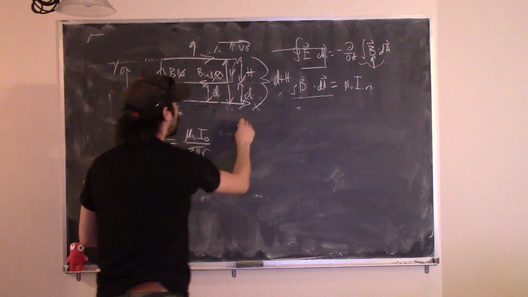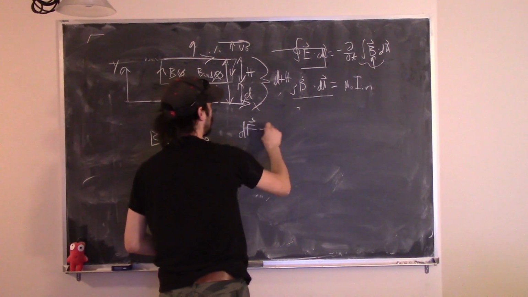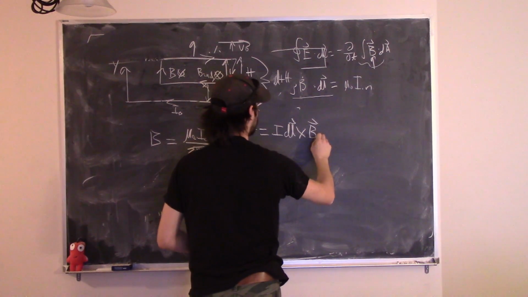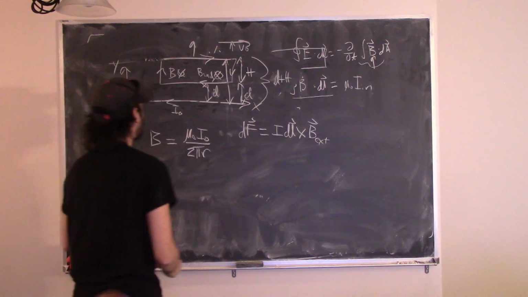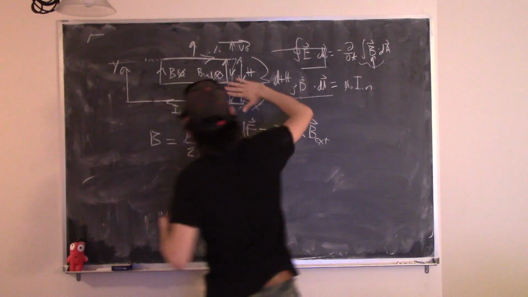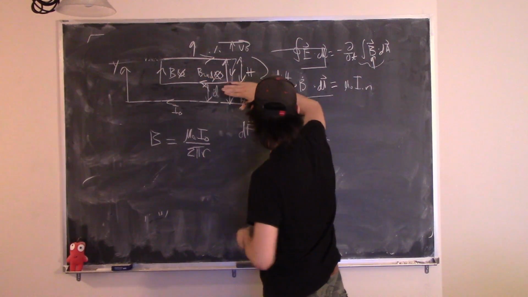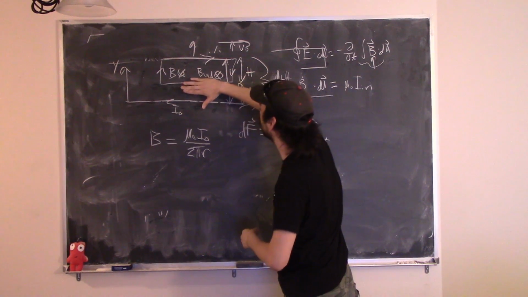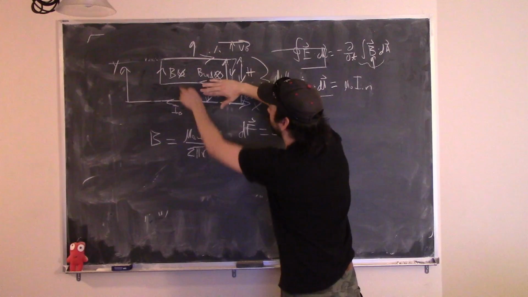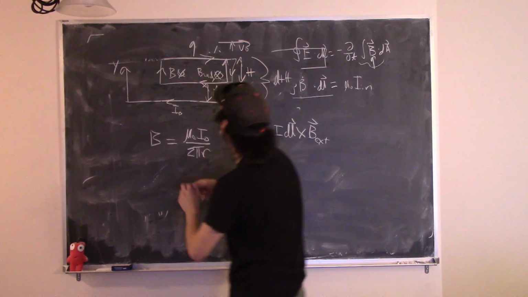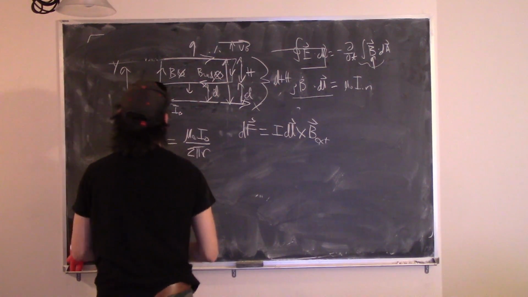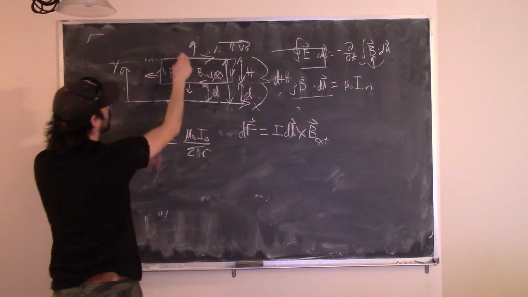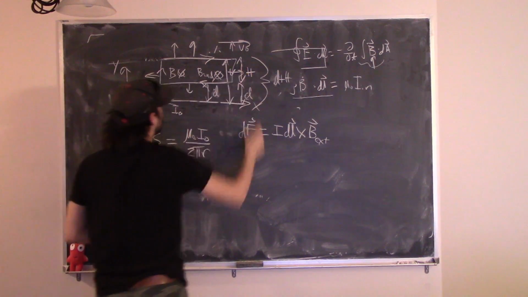So in order to do that, what we can say is dF is going to be equal to I dl cross B, where this is really B external. So point our fingers in the direction of the current. For the bottom piece, this points this way. Curl in the direction of the magnetic field. That's going to give me some force that points down like this. I can do that for every side here. So this one's going to point up. This is going to point this way.